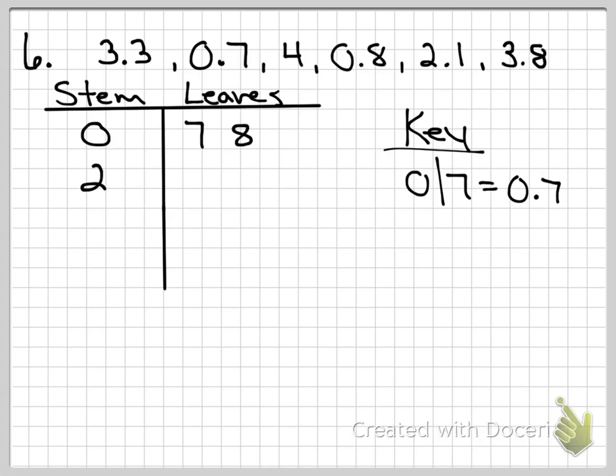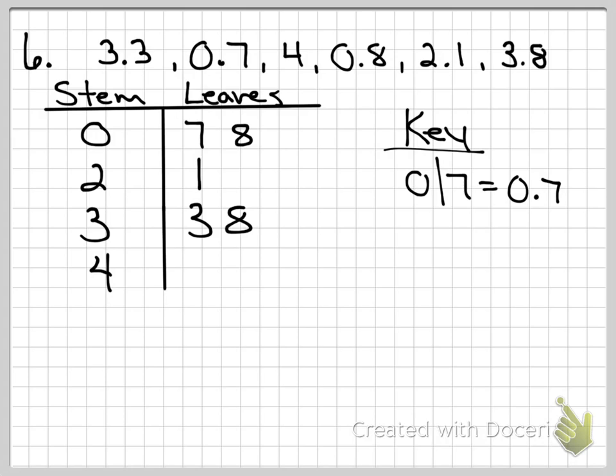Any numbers in the twos? Yeah, 2.1. All right, 2.1. Any other numbers? Nope. Any numbers in the threes? 3.3. And 3.8. Any numbers in the fours? Yes. Okay, so am I done?